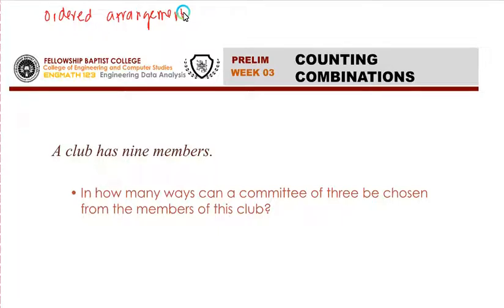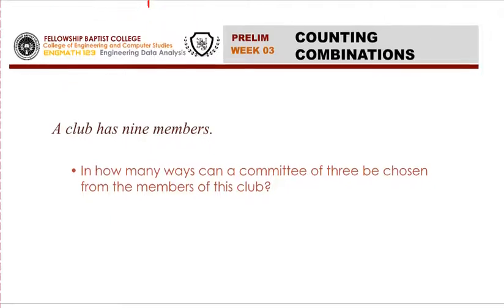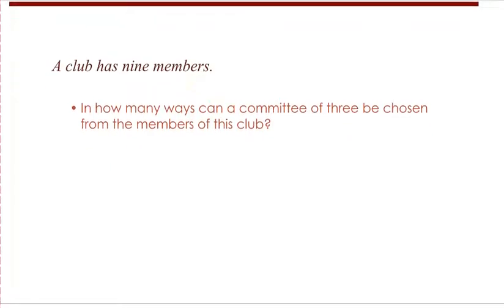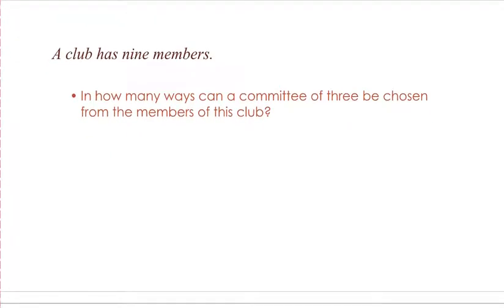Okay, so we have here examples para ma-plaster naton ang aton nga combinations and permutations. So we have, a club has 9 members. In how many ways can a committee of 3 be chosen from the members of this club? So in how many ways can the committee of 3 be chosen from the members of this club?